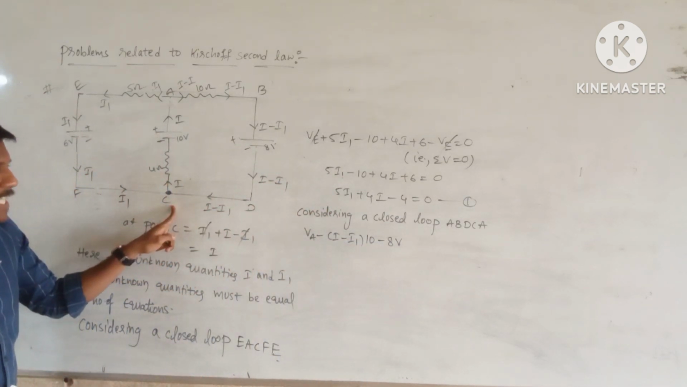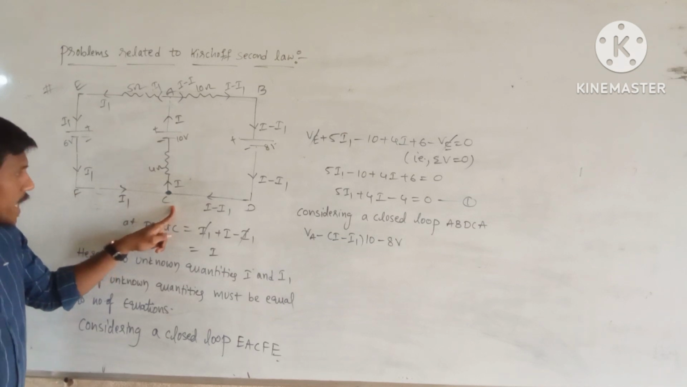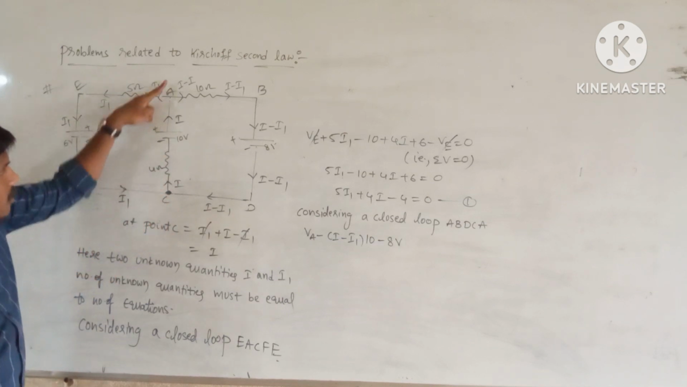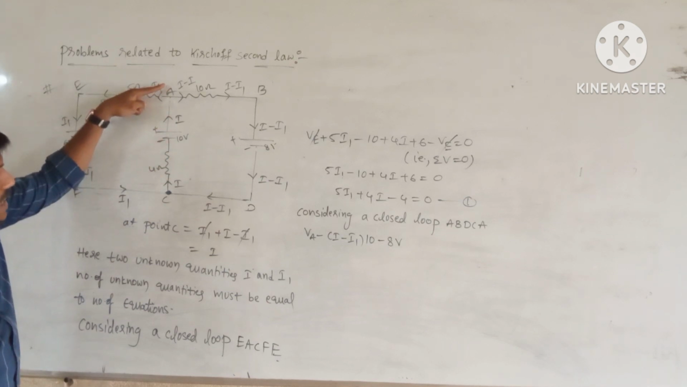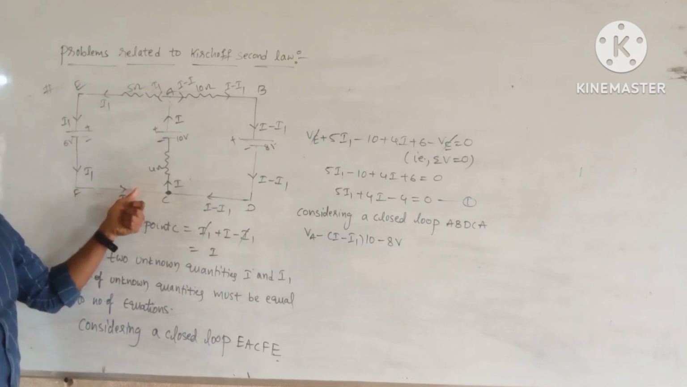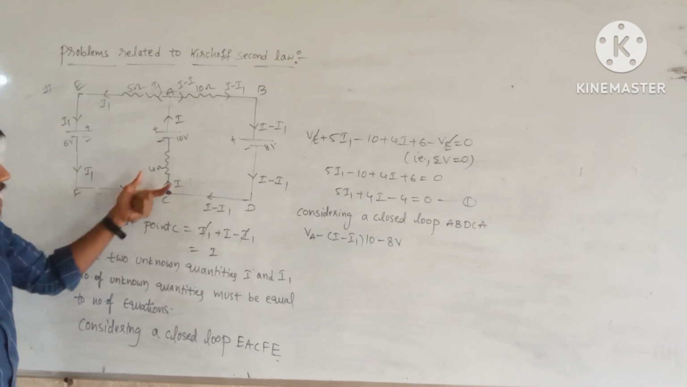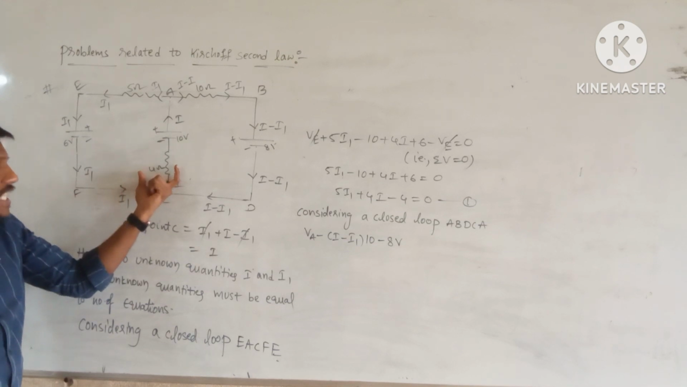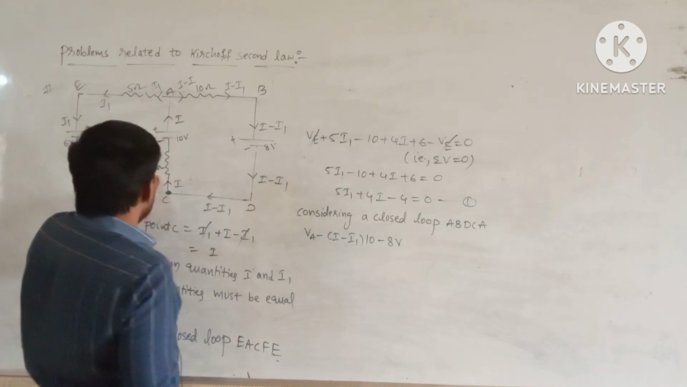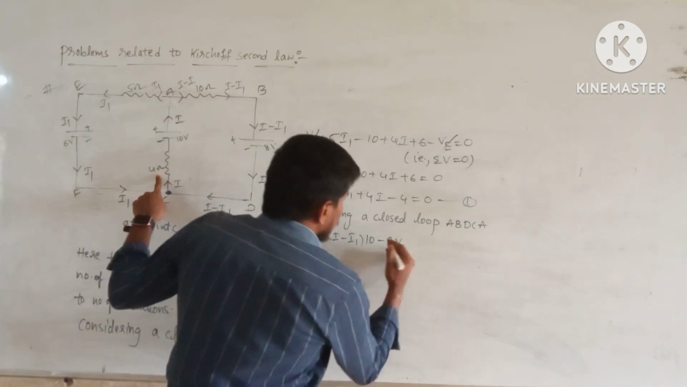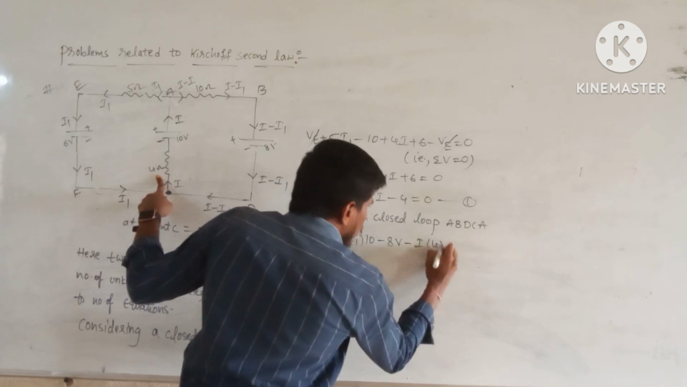Now in the path DC, there is no resistance and no cell. In the path CA, we move in the direction of electric current. When we move in the direction of electric current, what is the potential difference across the 4 ohm resistance? Negative. Minus I into 4.